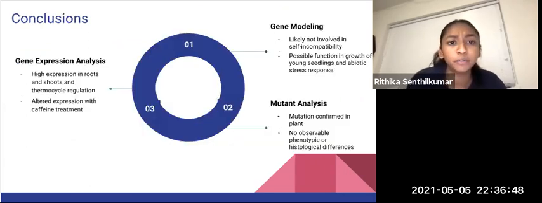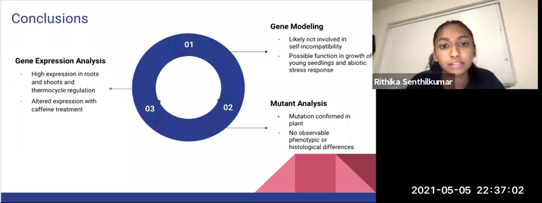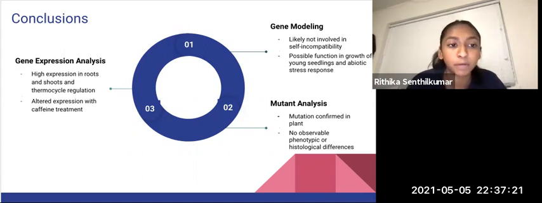So we were able to draw a few conclusions from all of the approaches that we undertook. For instance, we think that our gene is likely not involved in self-incompatibility, and that it possibly has some function in the growth and development of young seedlings, in addition to a function in the response to abiotic stressors like cold weather. We weren't able to get any information from the mutant analysis, but from the gene expression analysis, we know that expression is high in the roots and shoots, and that it follows thermocycle regulation. And we also did see altered expression with caffeine treatment.